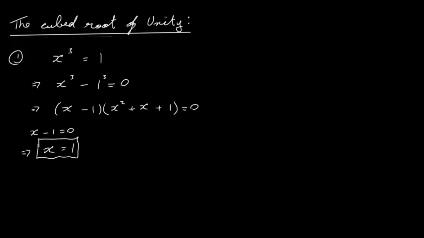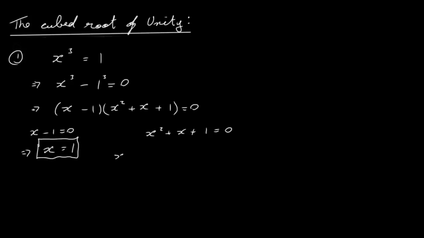So what about the others then? I should have another two, and they're contained within this expression here. So let's have a look at that. We have x squared plus x plus 1 equal to 0. Now if we try to factorize this, we're going to run into problems. So what I'm going to have to do is use the quadratic formula.